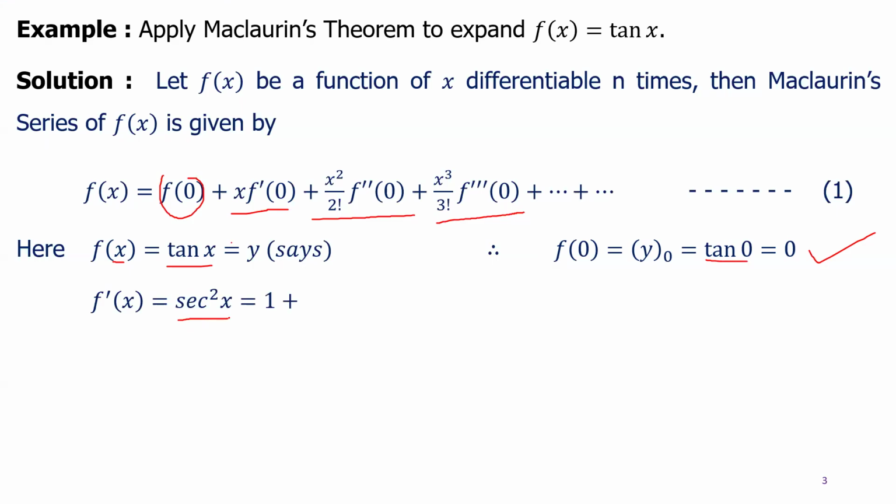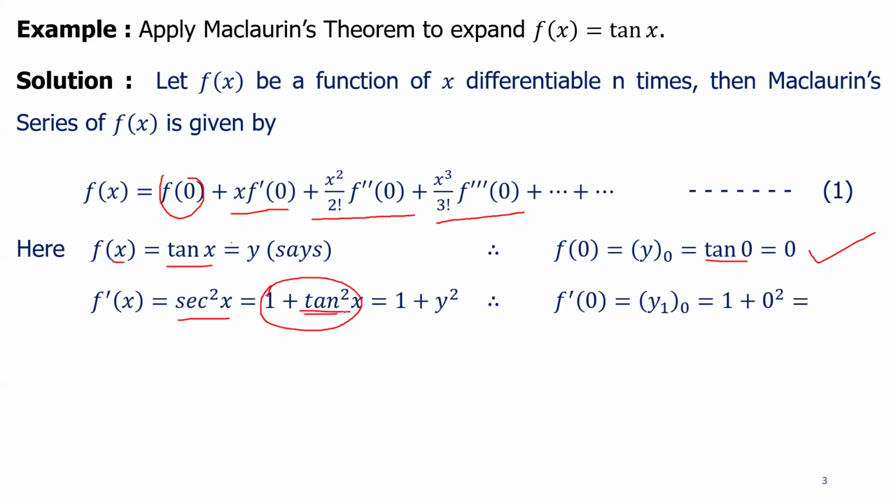Derivative of tan x is nothing but sec square x, and we know that sec square x can be written as 1 plus tan square x, and we again know that from the previous equation tan x is nothing but y, so we can write down 1 plus tan square x can be written as 1 plus y square. And if we put the value of x is 0, f dash of 0 is y1 of 0, which is equal to 1 plus y0 whole square, and y0 is nothing but it is again 0. So we can write down this value is 1. So f dash of 0 is 1.